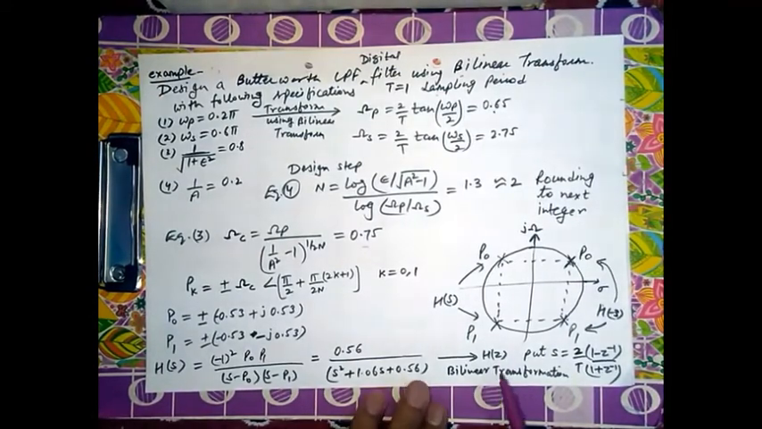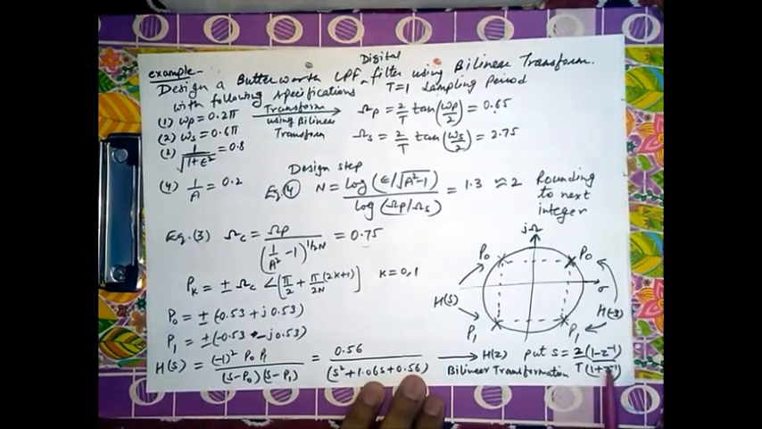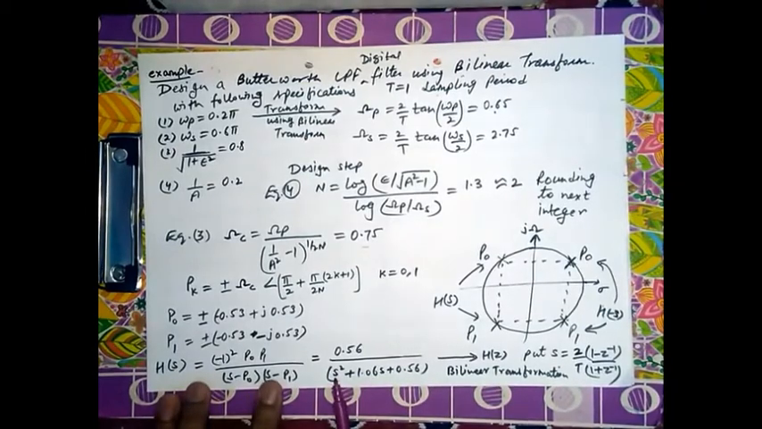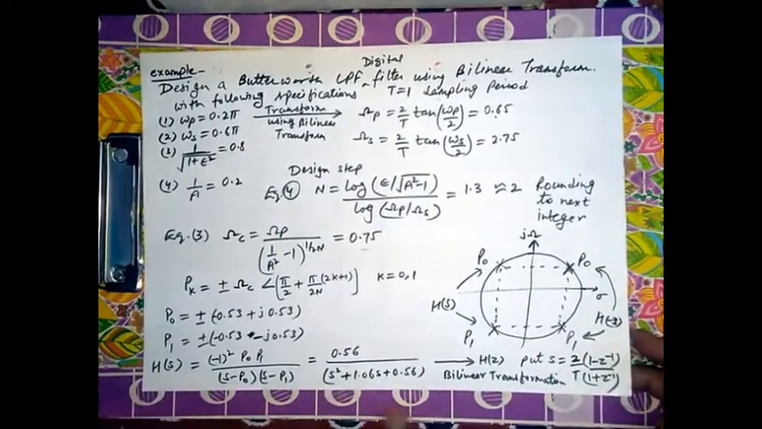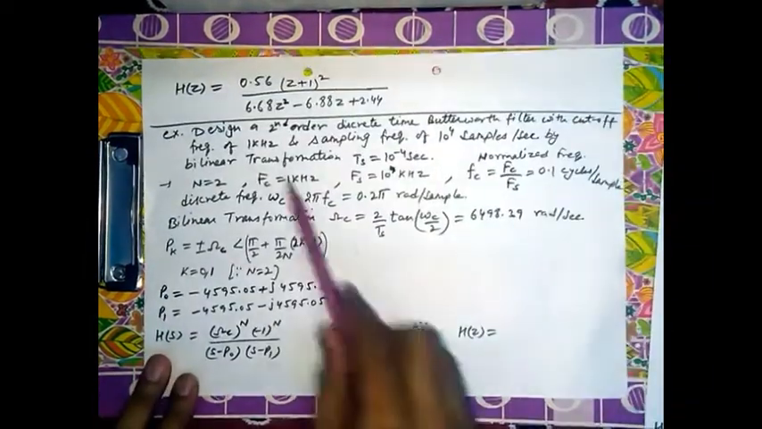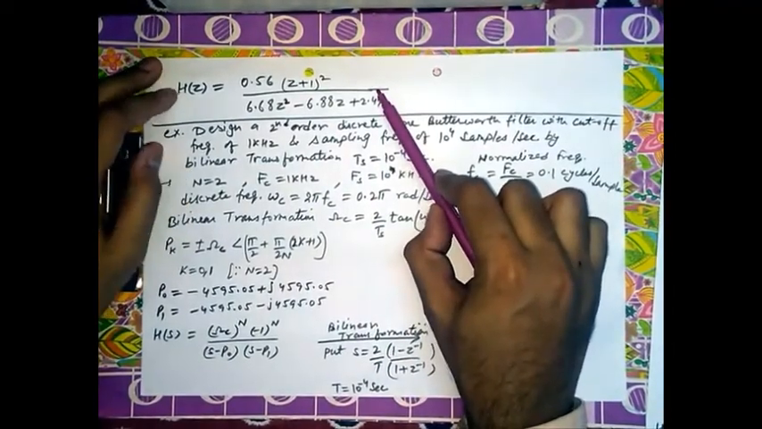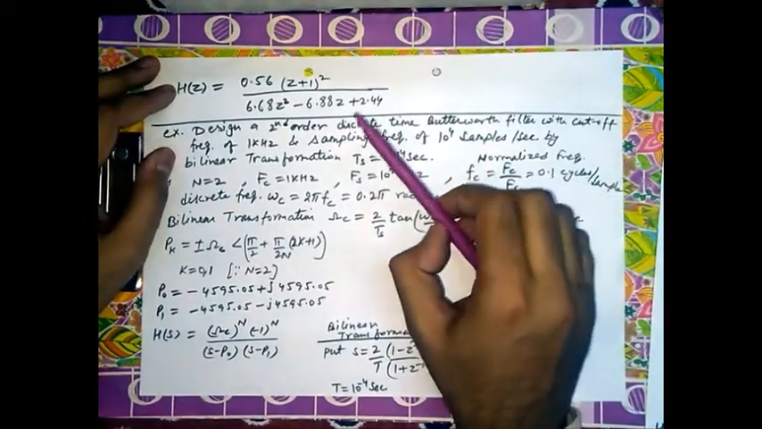In bilinear transformation, just put the value of S equal to 2 by T, (1 minus Z inverse) upon (1 plus Z inverse). Put this value everywhere in place of s, with T equal to 1, and after solving the expression, we have this expression. So this is the desired Butterworth low pass filter, having the specification given.